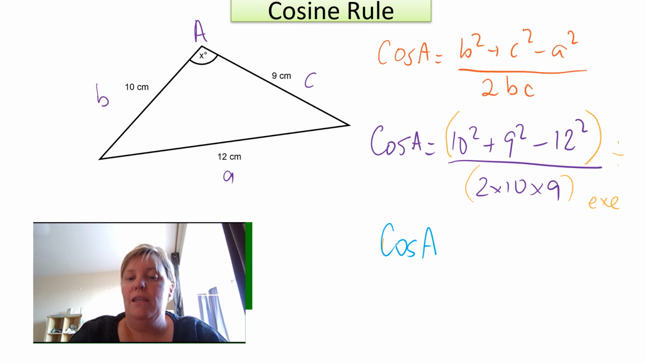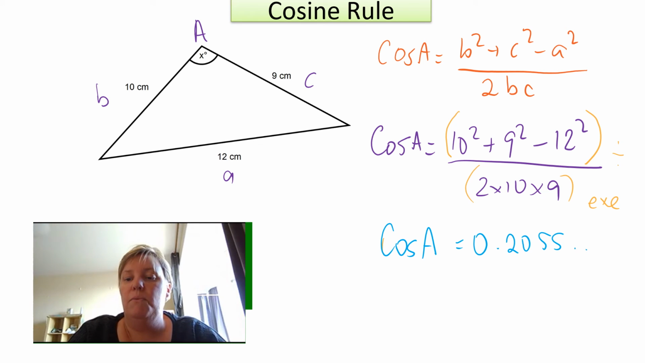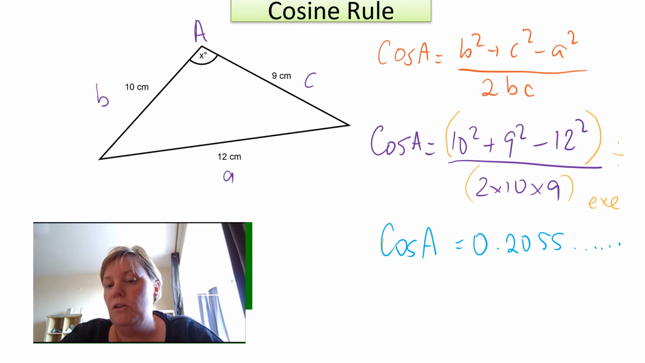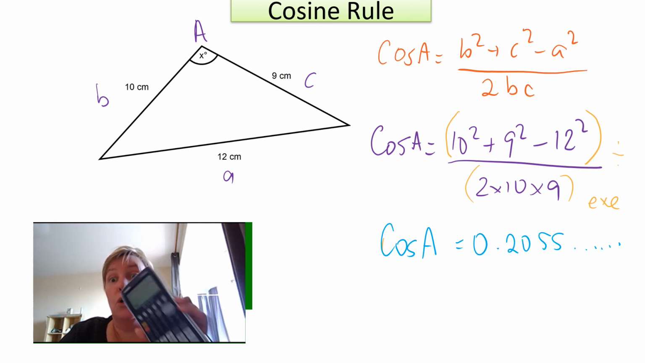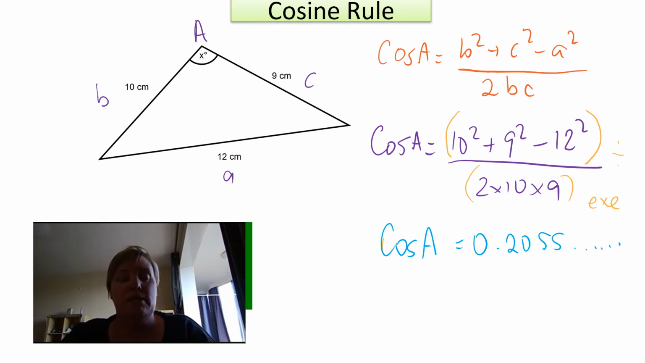I get that cosine, oh, I better get a pen you can actually read. Cosine of A, liking that color, is equal to 0.2055 and so on. It is absolutely fine as long as you do 4 significant figures for the dots. Just don't clear it off your calculator, because the calculator is actually reading a lot more decimal places than you.